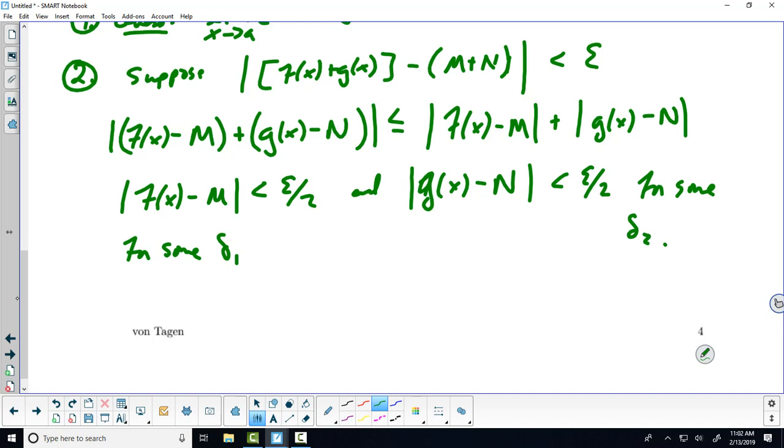So as long as x minus a gets smaller than delta 1, I can make this expression here smaller than epsilon over 2. And as long as x minus a gets smaller than delta 2, I can make this expression smaller than epsilon over 2. So my formula for delta, we're going to take the minimum of these two deltas.